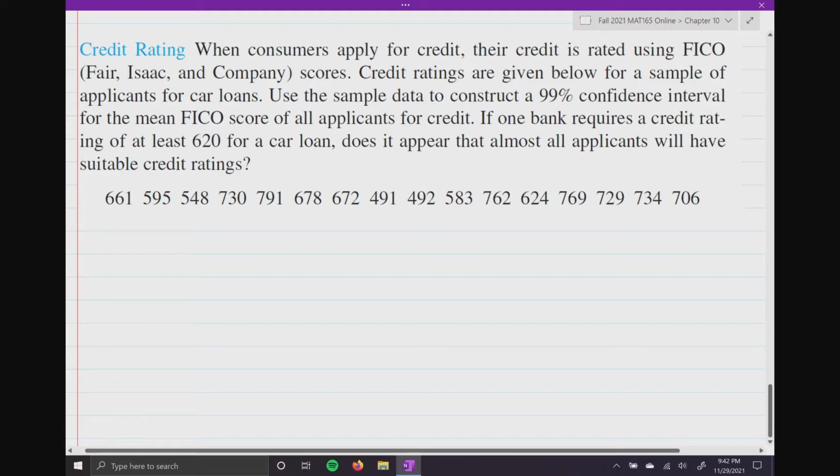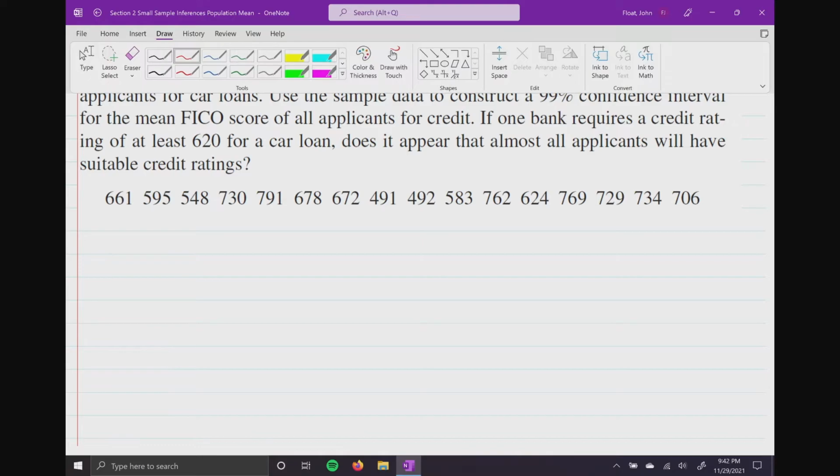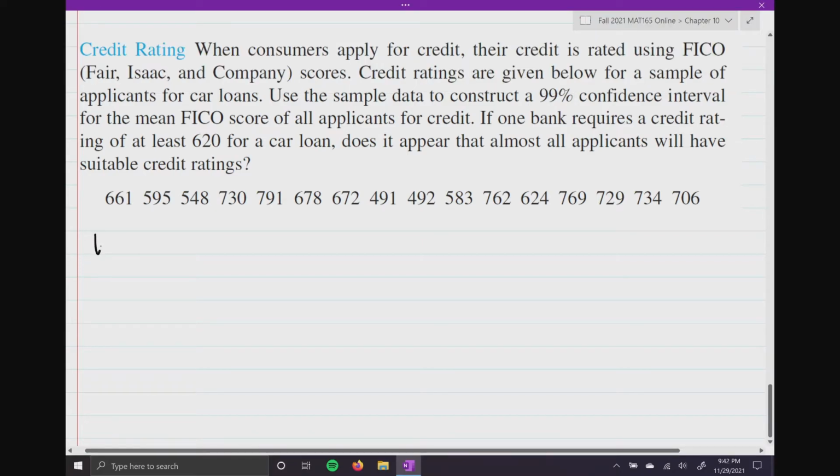All right. So notice here we have a bunch of credit scores. And our goal is to create a confidence interval because we want to estimate. So let me write this down. We want to estimate the average credit score of all applicants.